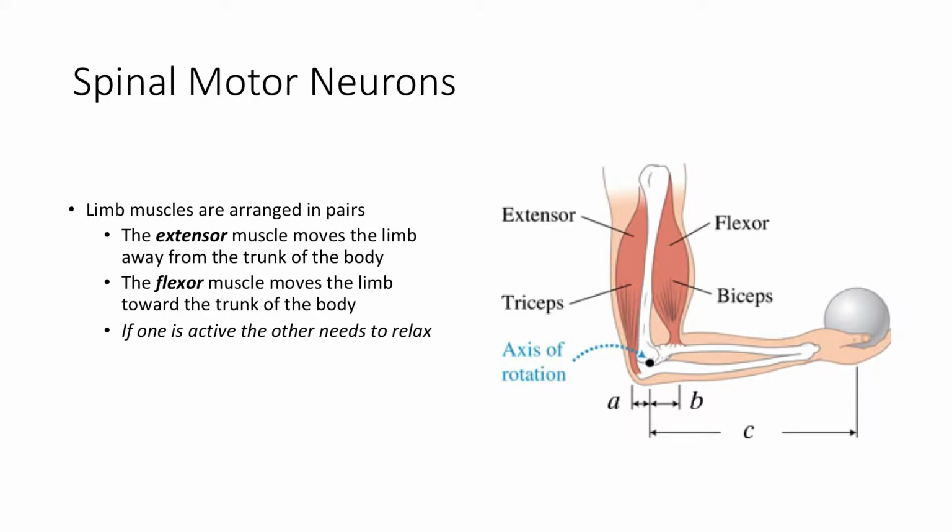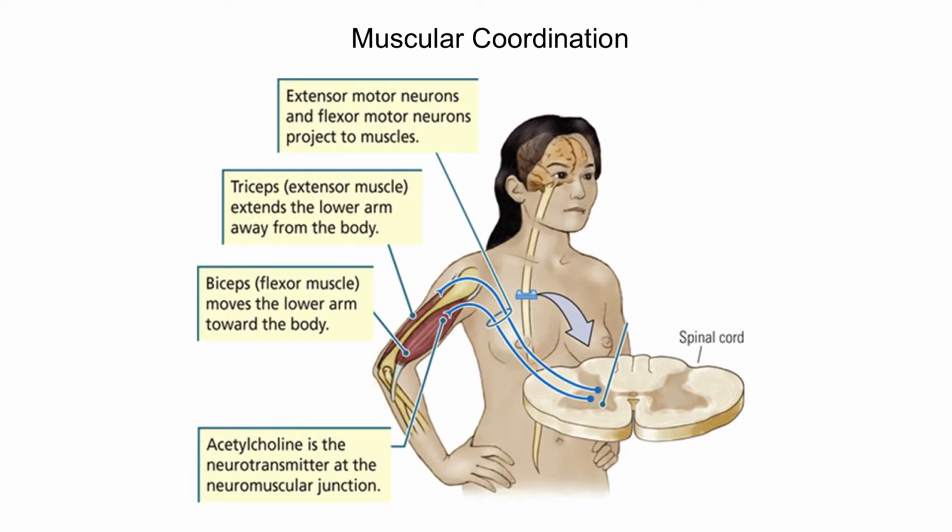In the spinal cord, interneurons and motor neurons relay instructions from the brainstem through their connections and cooperatively organize the movements of many muscles. Here you can see a very schematic picture of an arm, and the extensor will move the limb away from the body, and the flexor will move the limb towards the body. One will always need to be active and the other needs to be relaxed. Both extensor and flexor motor neurons project to the appropriate muscle.